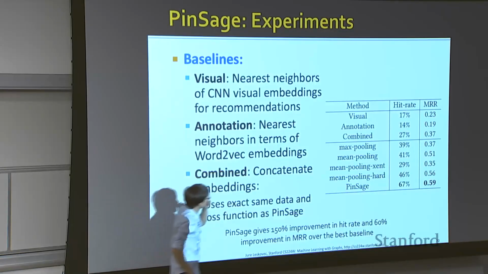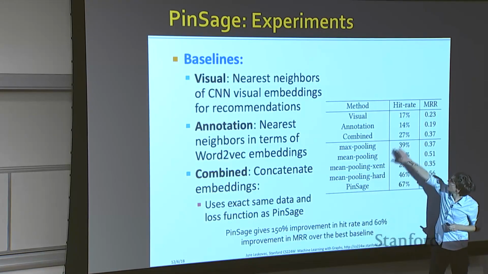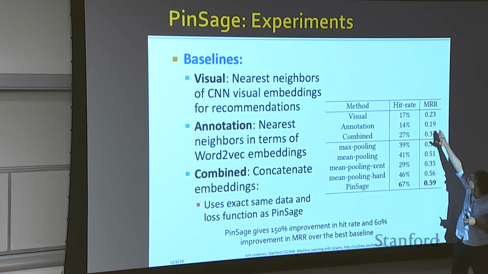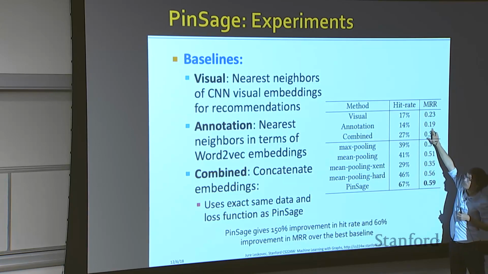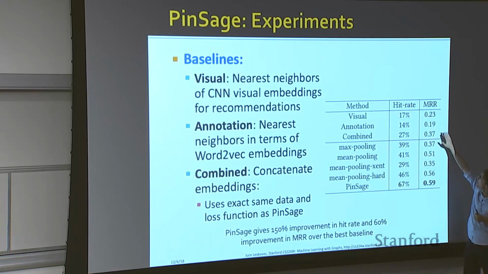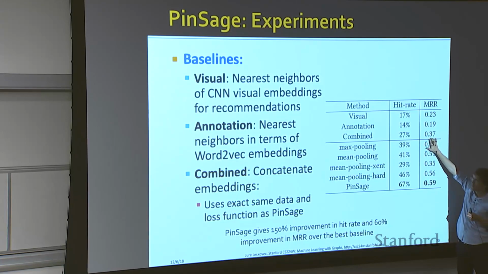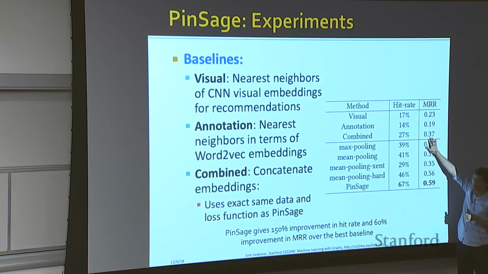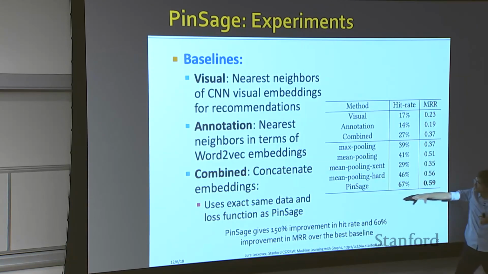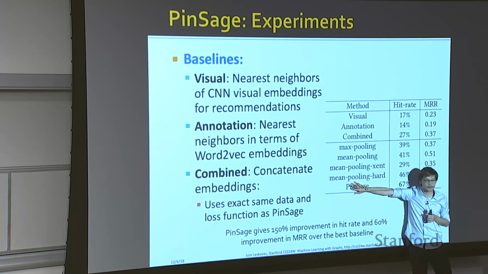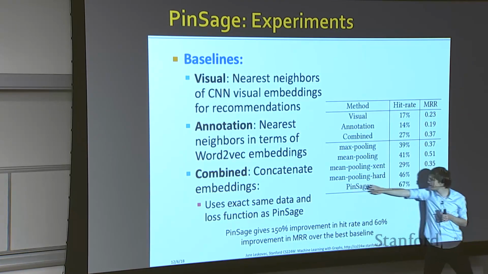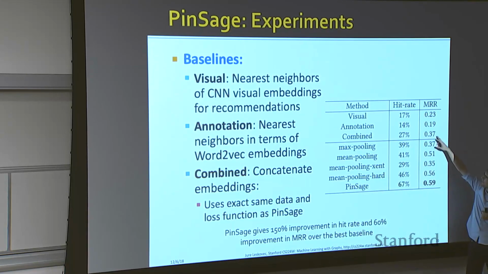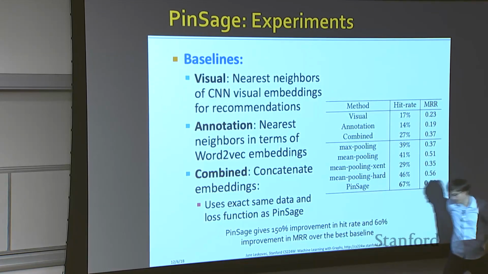This is how well this works. For example, if you evaluate, if you just use the visual information, let's say you do 0.23, this is mean reciprocal rank, doesn't matter. If you use text-based only, you do worse than the image, but not too much worse. If you combine the two together, you just concatenate them, you do 0.37. If you use the graph-based method that combines visual and textual data, you get 0.59. That's almost like 50% better than without doing it.